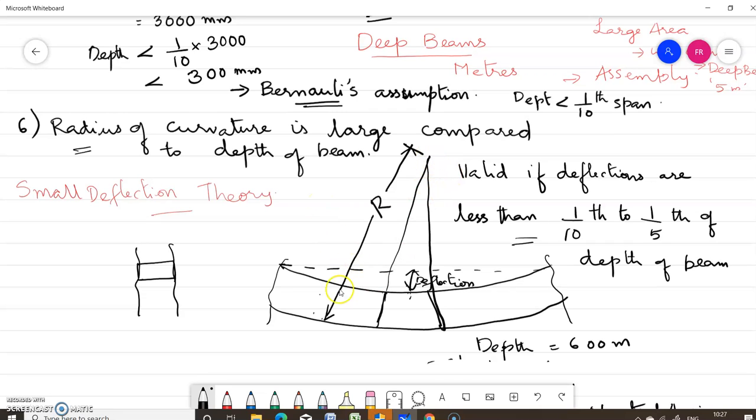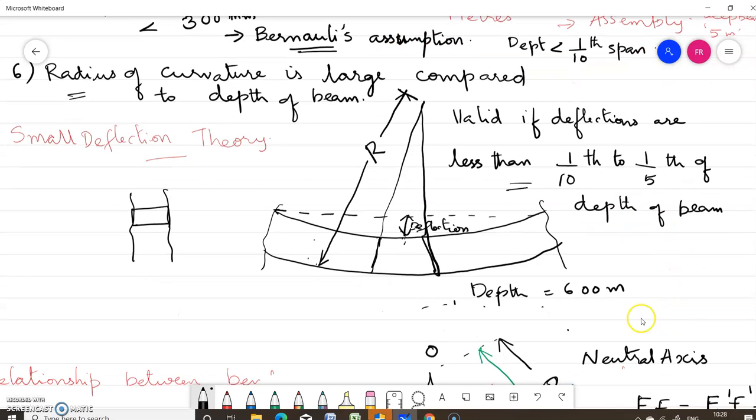So if the beam curves due to the application of moment, there will be a radius of curvature, and as per this assumption, the radius of curvature is very large compared to the depth of the beam. That means the deflection will be very low. Valid if deflections are less than 1/10 to 1/5 of the depth of the beam. So this assumption is valid only if the deflection of the beam due to the application of moment is small, that is, if the deflection is less than 1/10 to 1/5 of the depth of the beam.